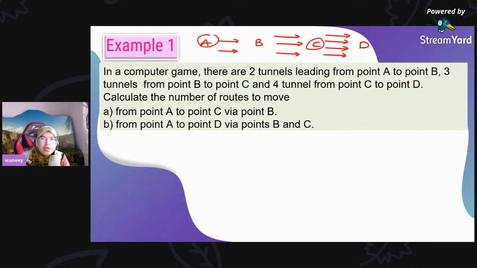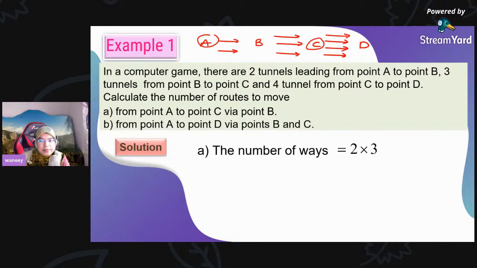So the number of ways from A to B is 2, because I have 2 different ways. B to C, I have 3 different ways. So the number of ways will be 2 times 3, which is 6.